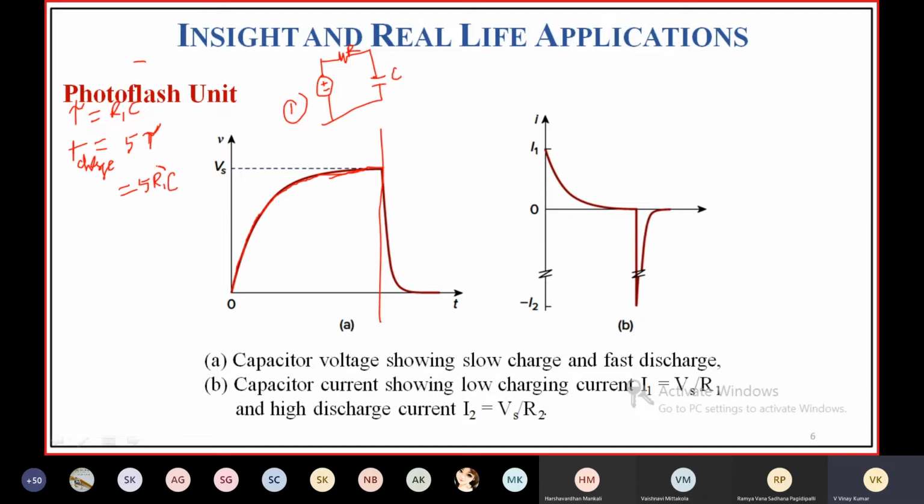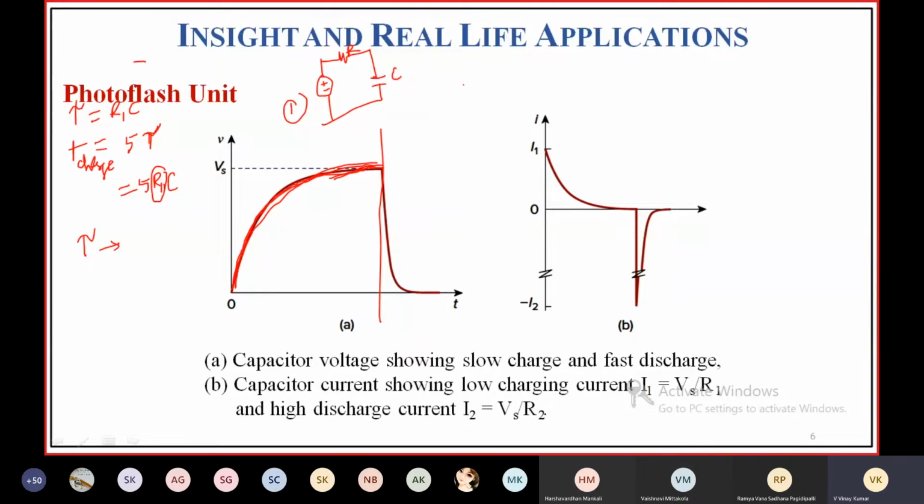Here R1 is a large value. If R1 is more, tau will be more. If the time constant is more, the response will be slower. So slowly the capacitor will get charged with the applied voltage. Finally, the voltage across the capacitor reaches its applied voltage. It takes more time to charge the capacitor because R1 is more.